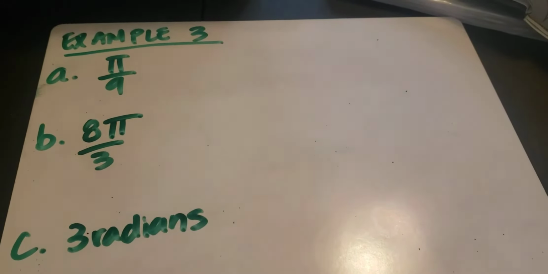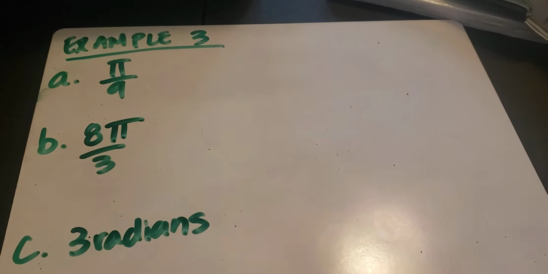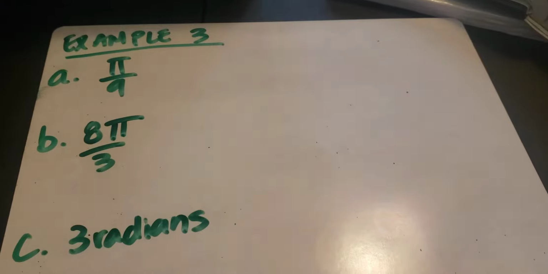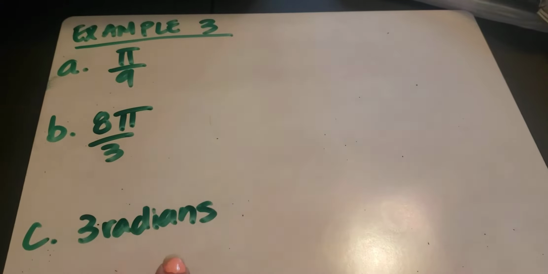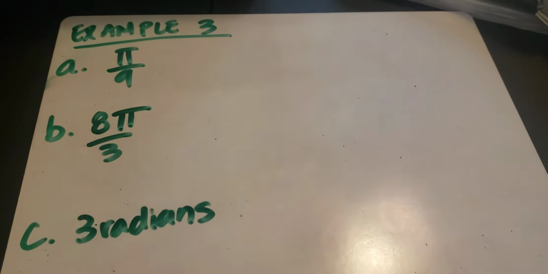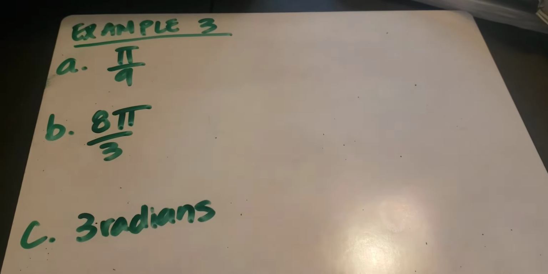Okay, so in example 3, we have 3 examples. A is pi over 9, B is 8 pi over 3, and C is 3 radians. Notice the third one has the unit of measure radians. When it's not specified, it's automatically implied that it's radians, okay? All right, so let's start with the first one.